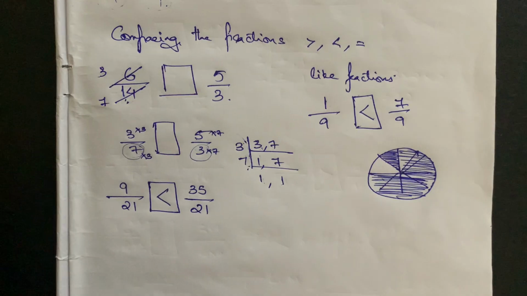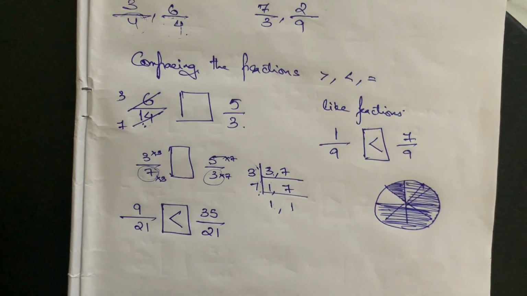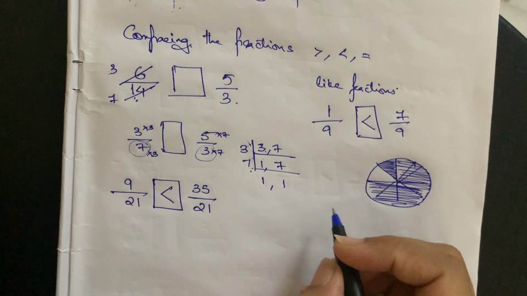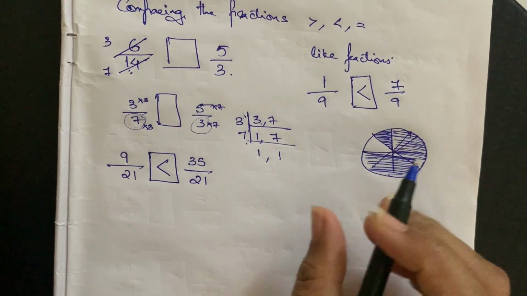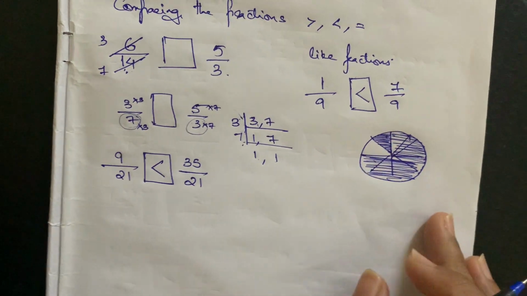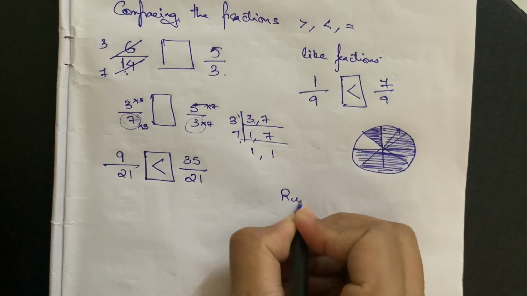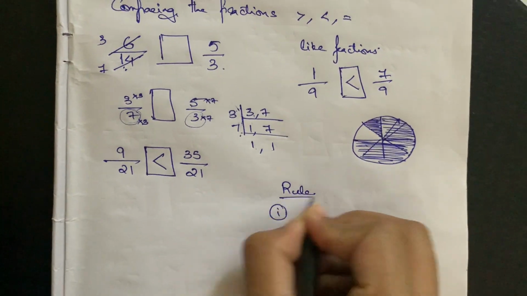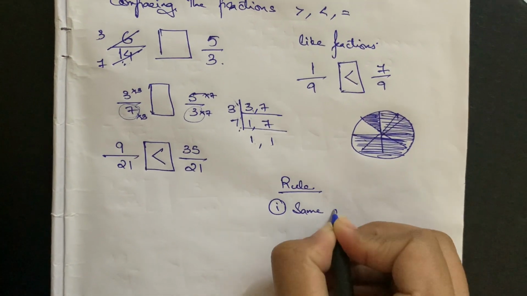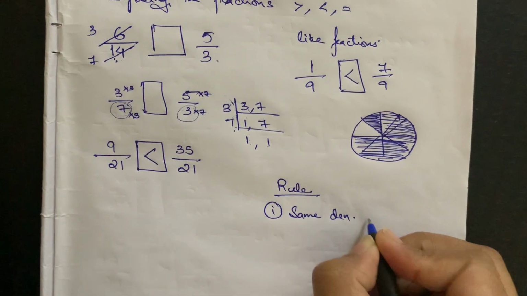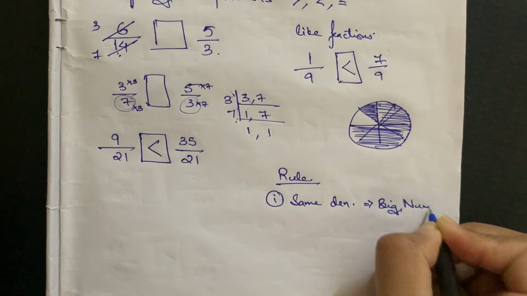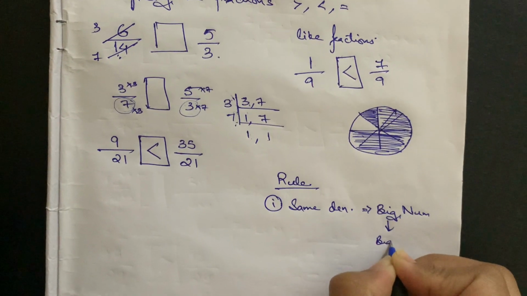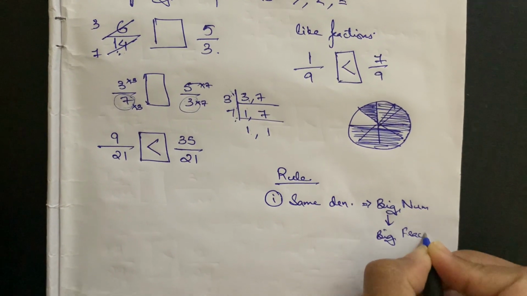Now, fractions will come up, and sometimes there is a rule for comparing them. The first rule is that if they have the same denominator, the bigger numerator means the bigger fraction. That fraction will be the big one.